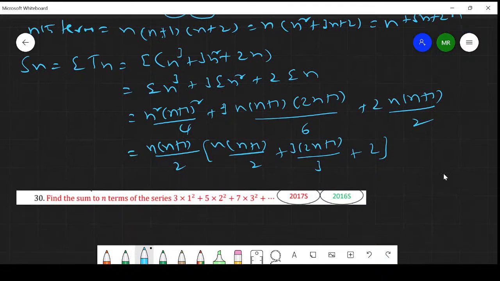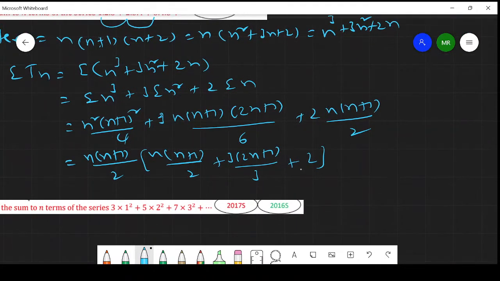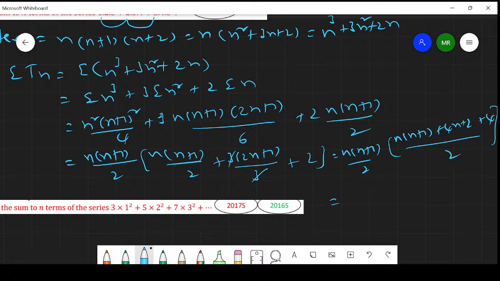Now you should simplify this. If I simplify, it gives the required answer. Just you simplify. Outside will be n into n plus 1 by 2. Inside you can see here, this 3 will get cancelled. N into n plus 1 by 2. Take LCM. This will be 4n plus 2 plus 4 by, it comes 2. So you can simplify this one. I can write n into n plus 1.